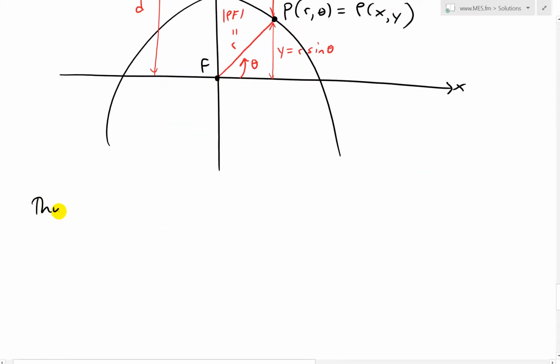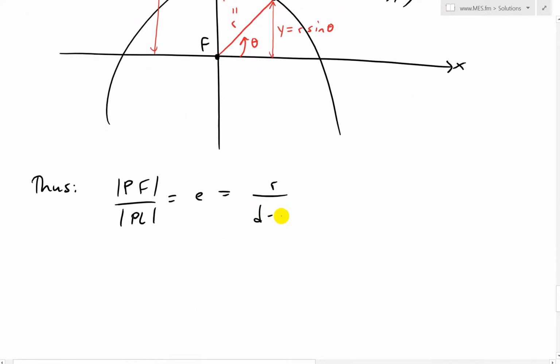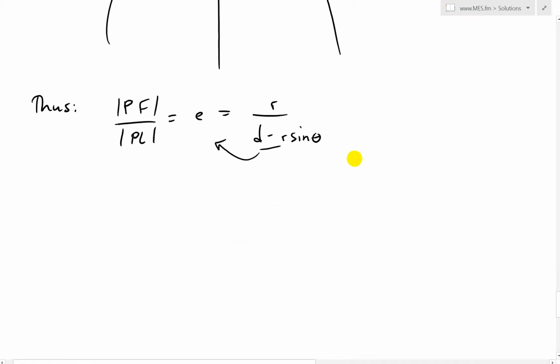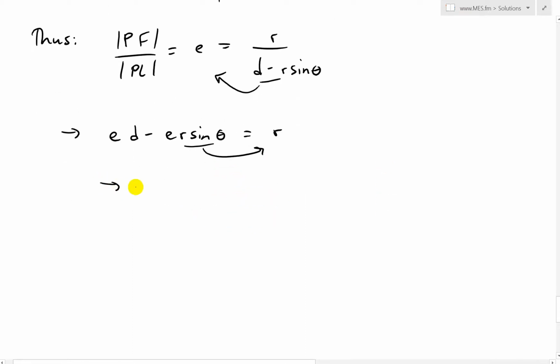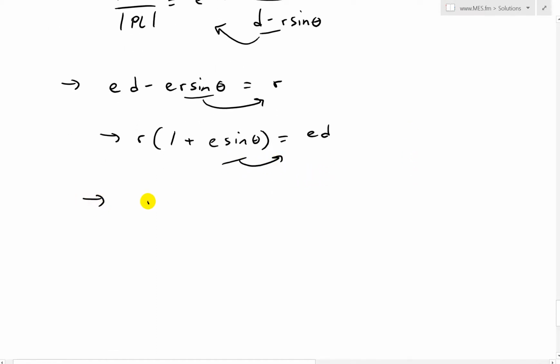Thus, the ratio for the theorem, PF over PL, equals e, and PF is always equal to just r, like that. And then PL is going to be d minus r sine theta. So there's the ratio. Then we can move this across over here and multiply it out. So we get e d minus e r sine theta equals r. Move this over and factor out the r. So we get r times 1 plus e sine theta equals e d. Divide this out, and we get r equals e d over 1 plus e sine theta in polar coordinates.